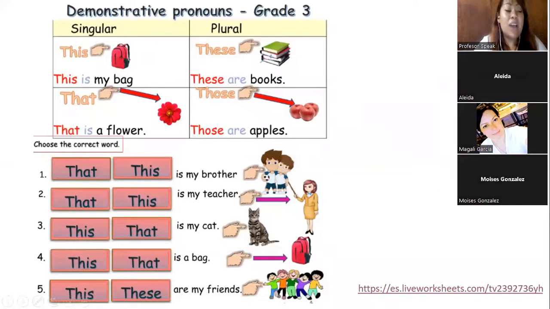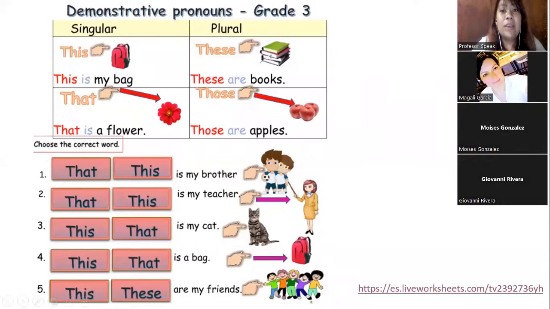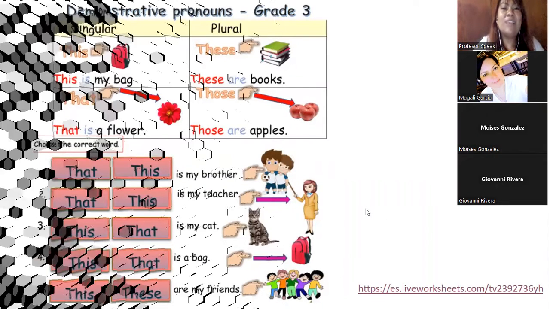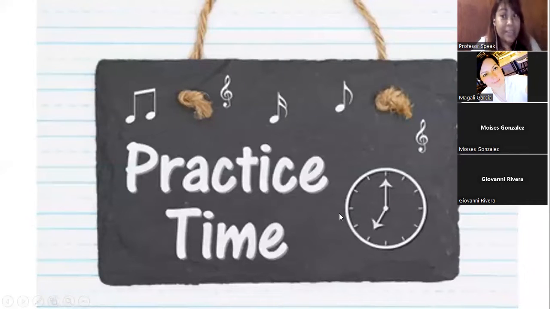I have another activity for you because of the time. We don't do it today, but we do it tomorrow, okay? Pay attention. So let's see, Giovanni, can you read the first slide?